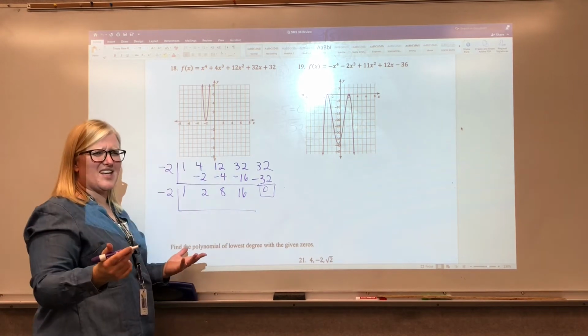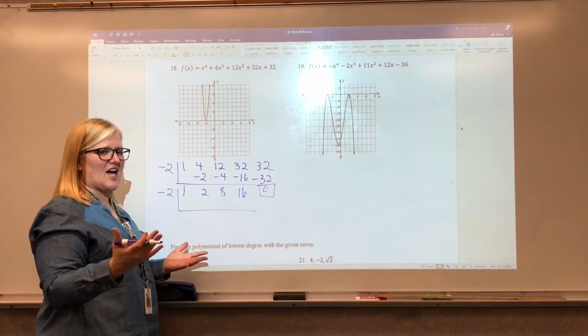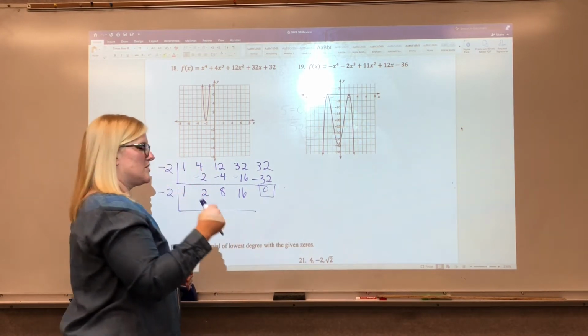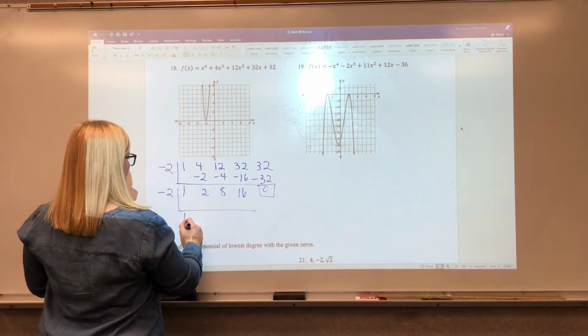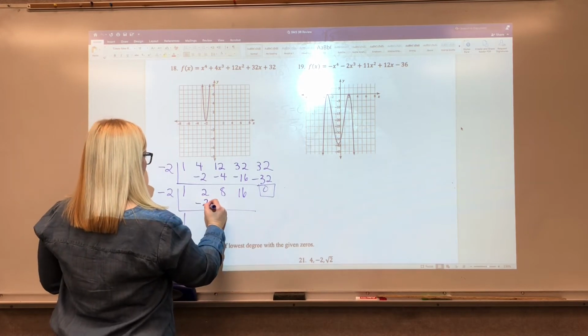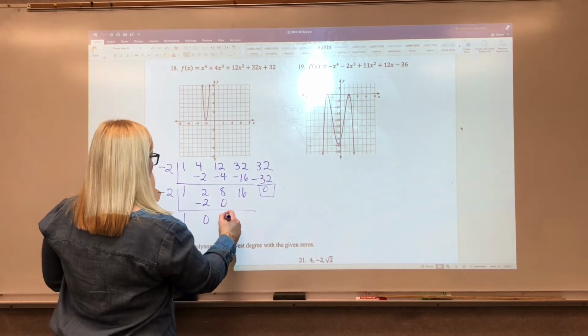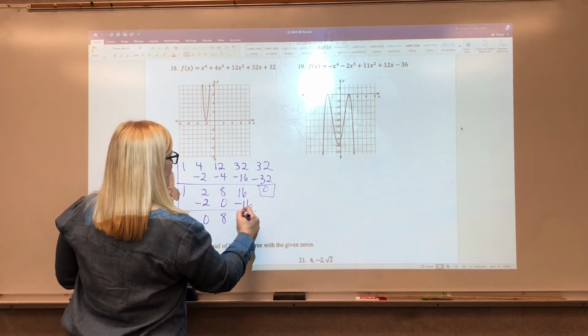I know, I'm like beating a dead horse. I say that every time. Okay, hopefully by now you know that if there's a bounce, there's 2. All right, so 1, -2, 0, 0, 8, -16.